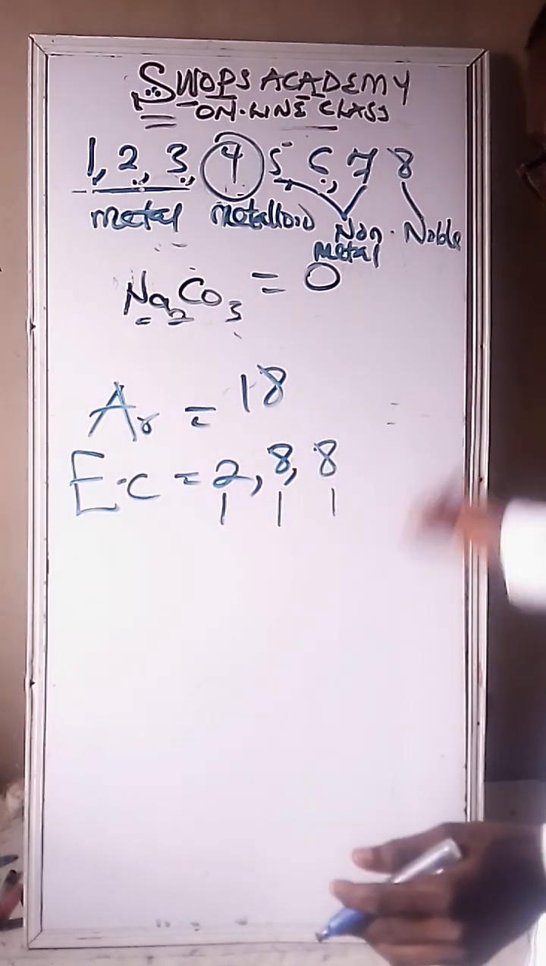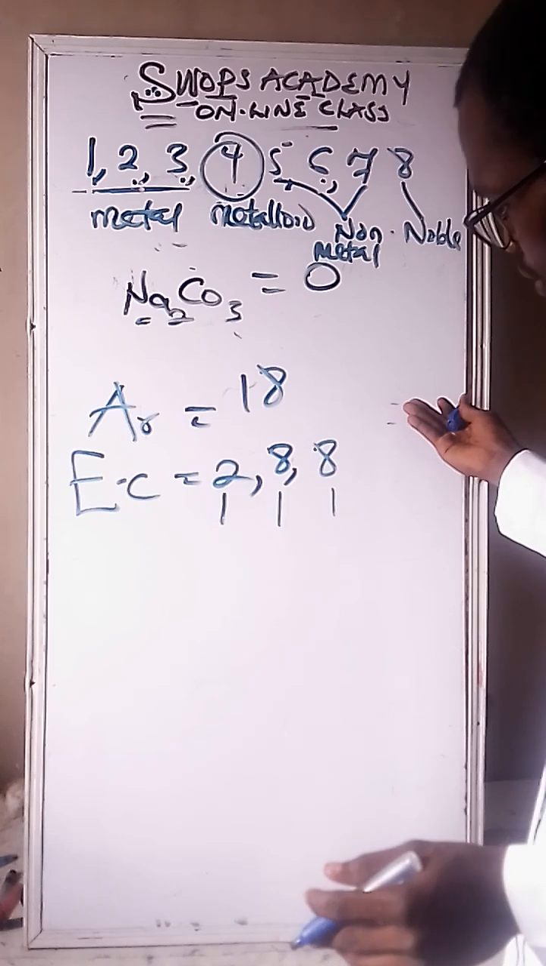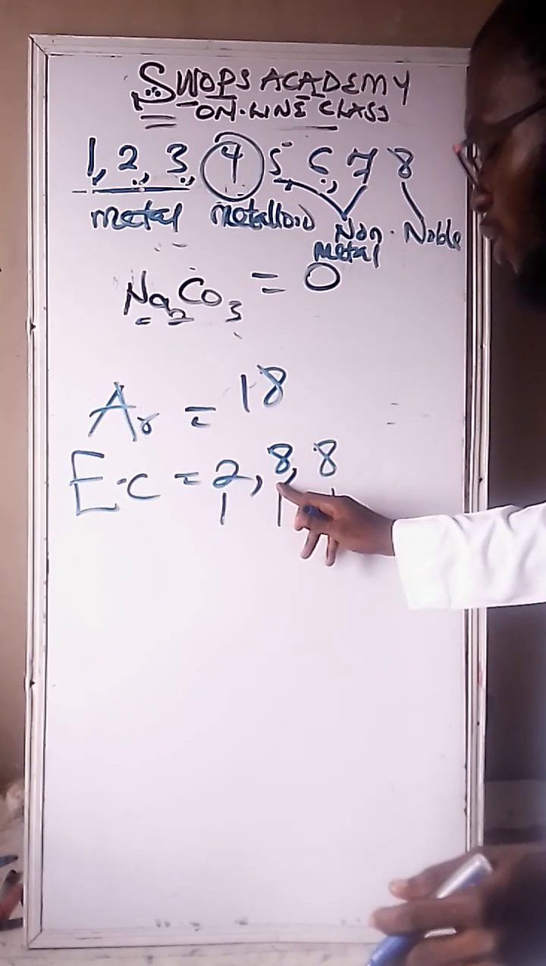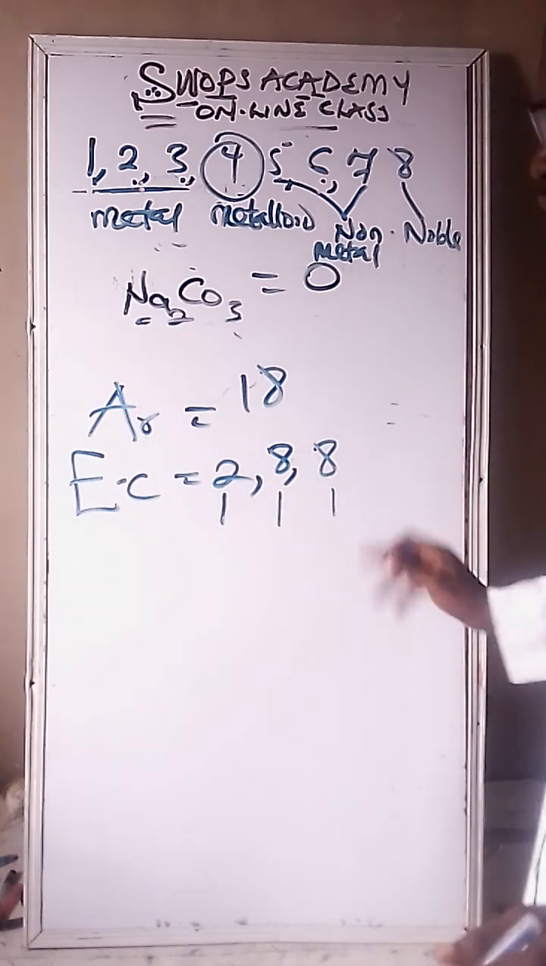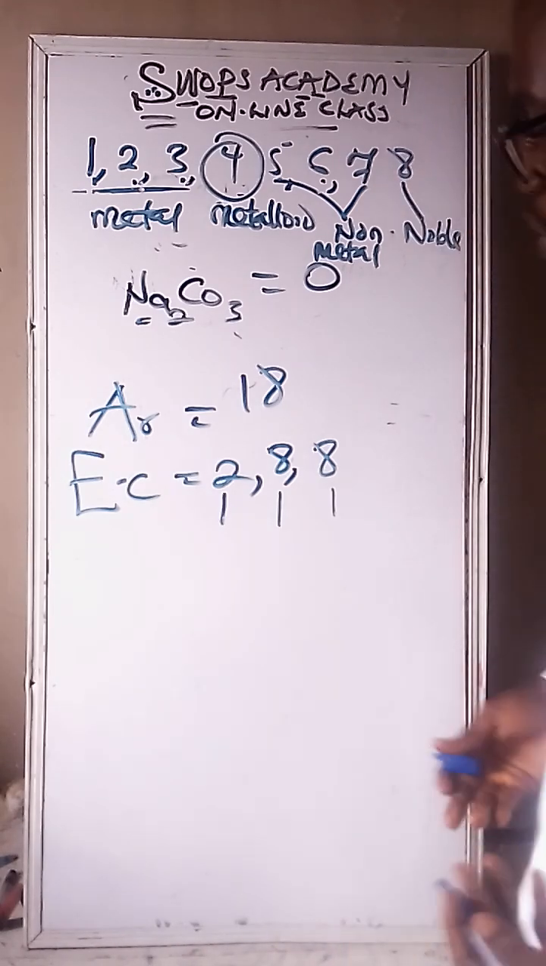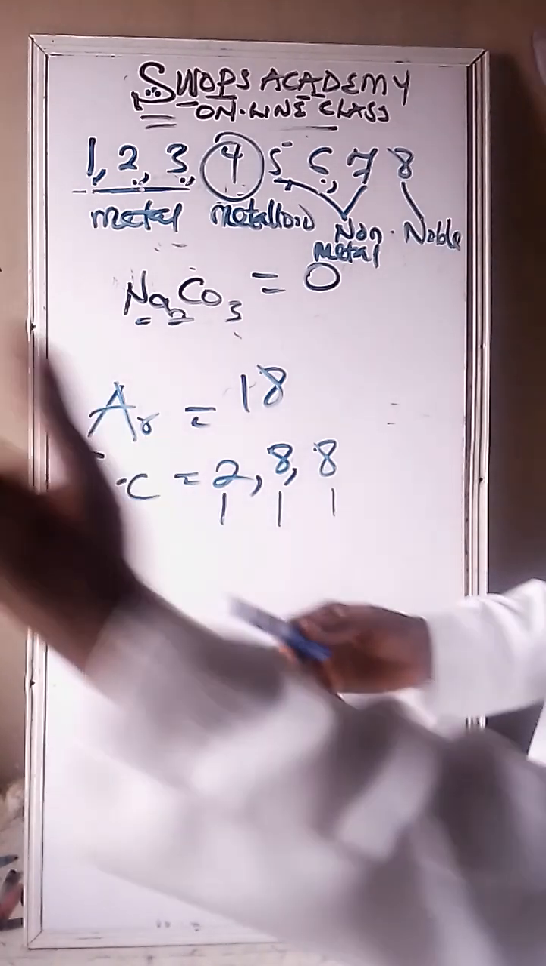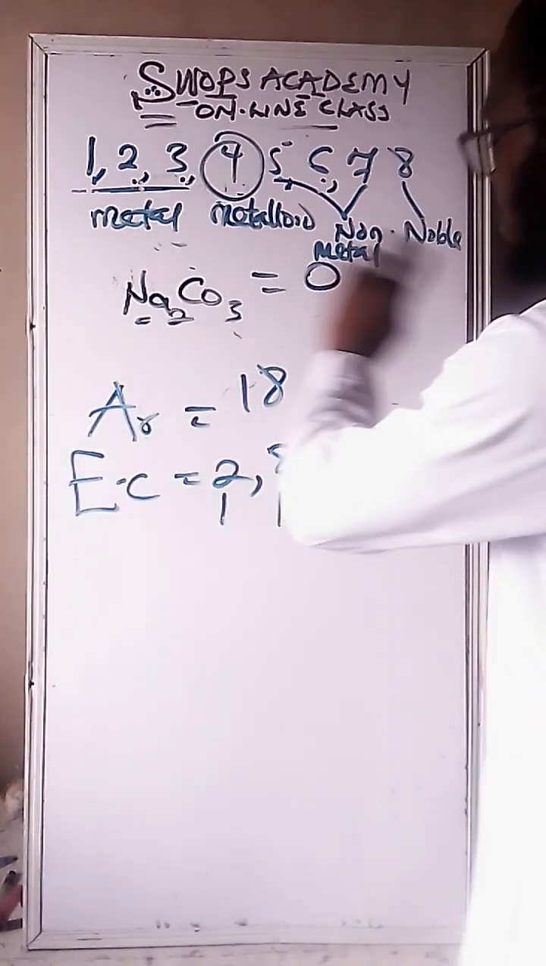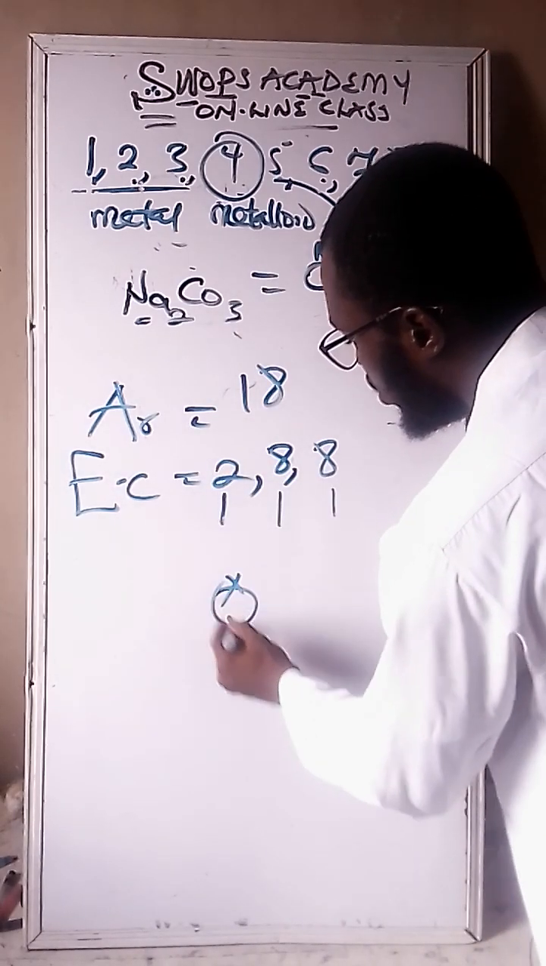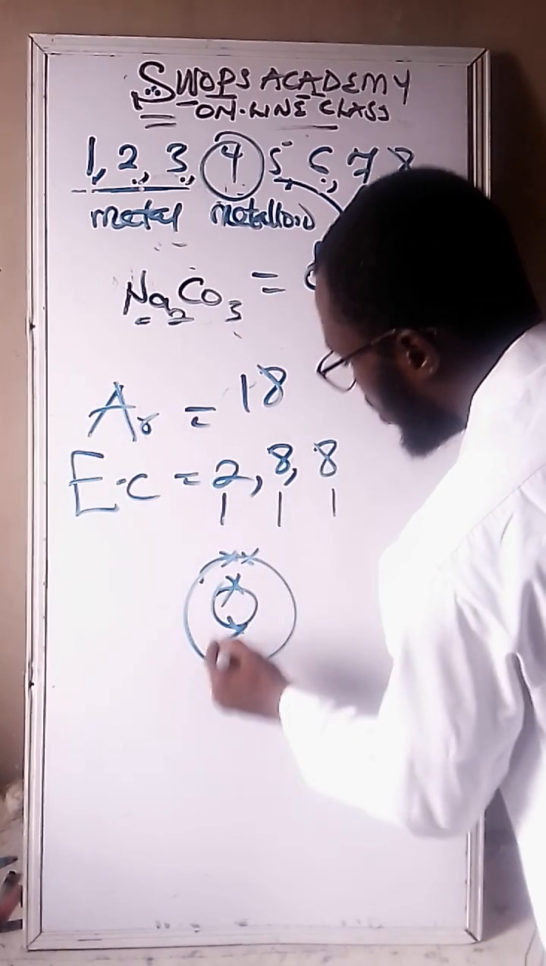You can't add anyone. You carry it to the other shell that you want to do, which is 8. 2 plus 8 is 10, plus 8, 18. Is he looking for anyone? No. Is he giving out? No. He has completed all the shells. 8.